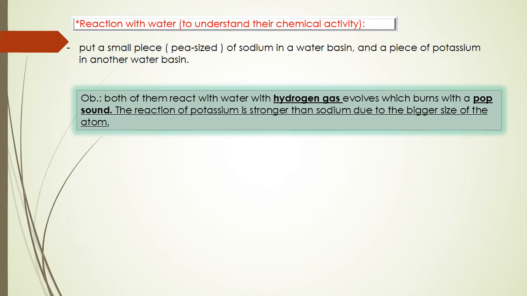As we said before, the chemical activity of group 1A is very high, but we note that when we put a small piece of sodium and a small piece of potassium in a water basin, in both of them hydrogen gas will evolve and burn with a pop sound. But the reaction of potassium is stronger than sodium due to its bigger size.